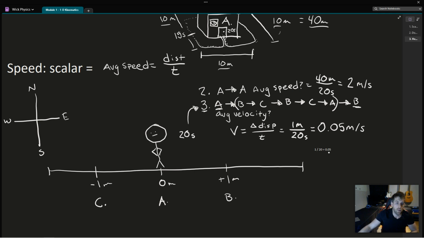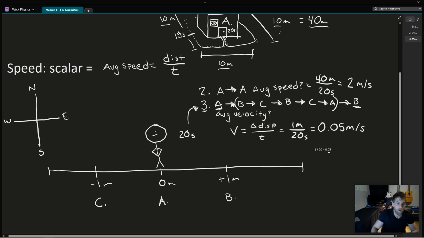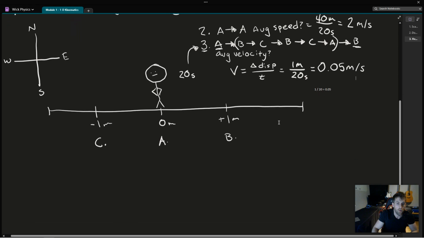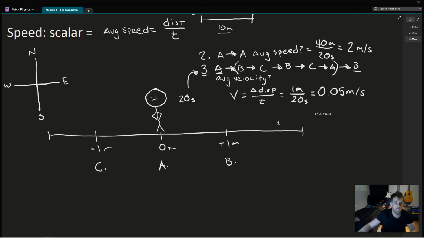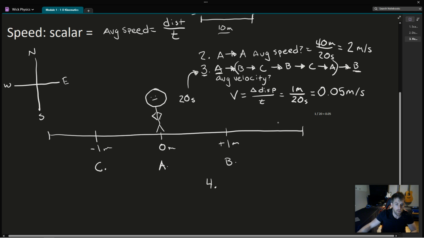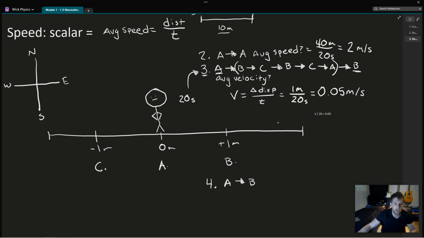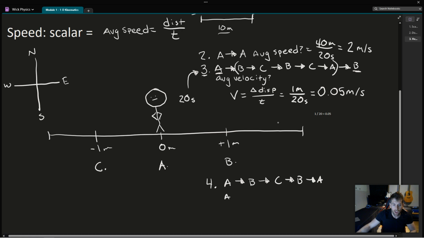Let's scroll down a little bit here. Let's do one more on speed. Let's go from point A to point B to C to B back to point A. What is the average speed?